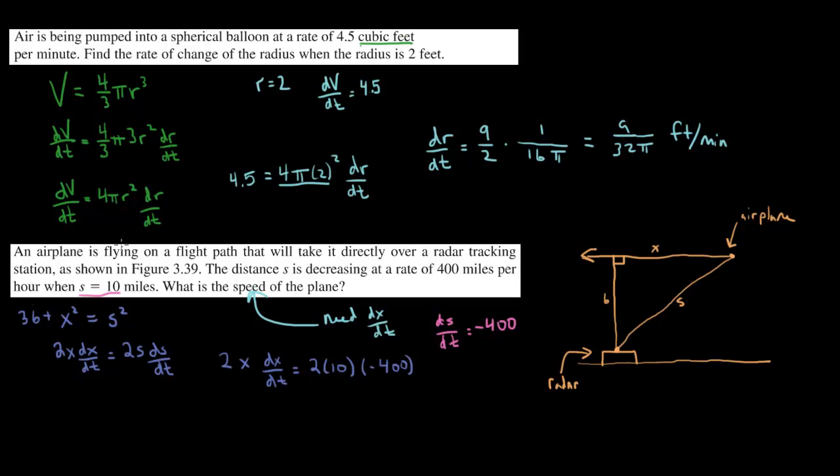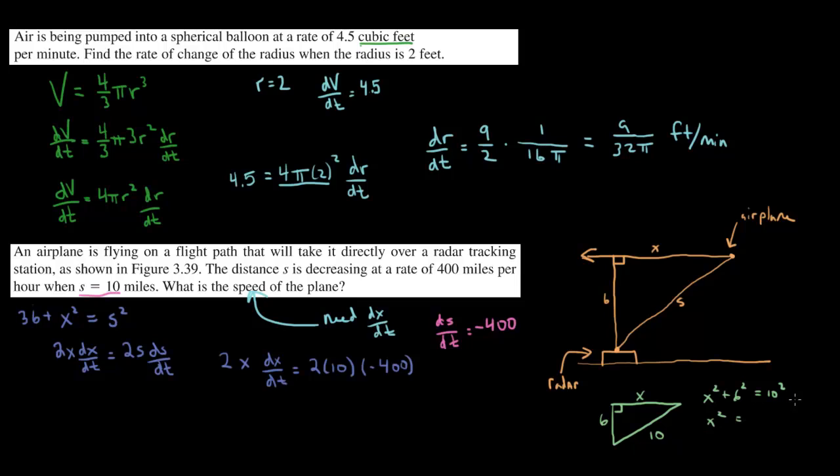Okay, so here's where we have to do a little more digging. We're considering this situation when s is 10. So if s is 10, I think we can figure out what x is. 6 is always the altitude. If s is 10, then I think we can find x pretty easily. Right? Pythagorean Theorem all over again. So we know that x squared plus 6 squared equals 10 squared.